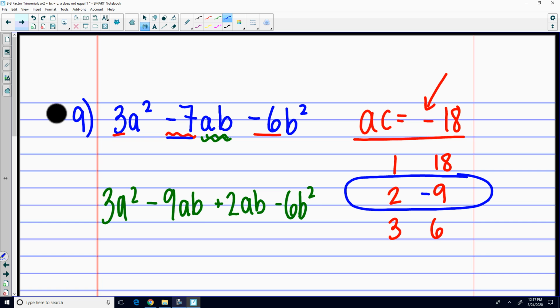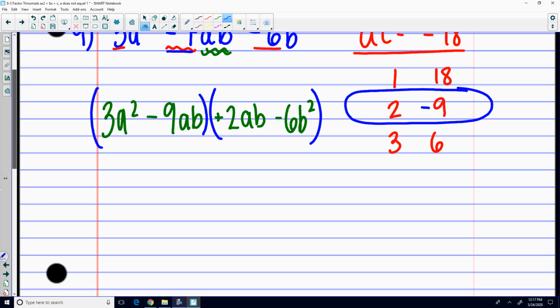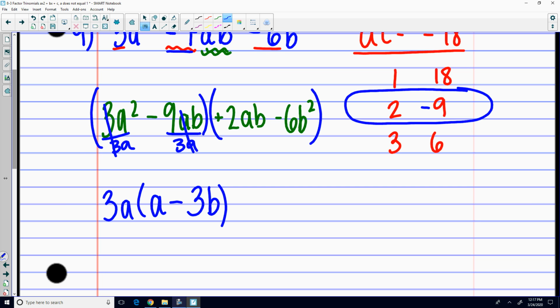All right, let's group them. Keep the positive with the 2ab just because it indicates it's positive, or the plus sign, excuse me. Pull out the greatest common monomial factor, 3 and 9, pull out a 3. A squared, A, pull out an A. That's all I can pull out. They both don't share a B. Divide by 3A on both terms. Cancel. Just left with an A. And 9 divided by 3 is 3, and it's negative 9, so minus 3. The A's cancel, I'm left with a B. So, all right, whatever I get in my next parentheses, I need it to be A minus 3B.